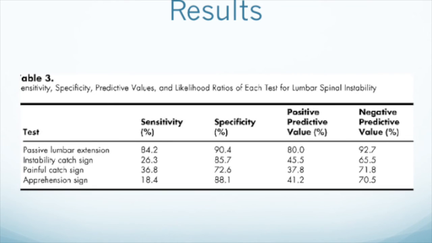The positive predictive value was 80. A high positive predictive value means there is a high probability that subjects with a positive PLE test do have true lumbar segment instability. The results of this test also found a high negative predictive value, meaning that it is rare for a subject to have lumbar segment instability if they test negative on the passive lumbar extension test. Overall, this study concluded that the passive lumbar extension test is the best test to screen for lumbar segment instability.